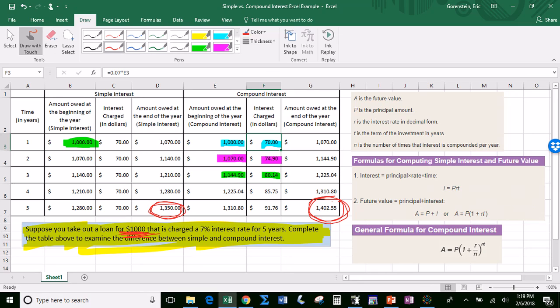Every year, more interest is accrued. Your current principal value is going up. Therefore, the 7% of that larger number becomes a larger number. Every year, as you can see, the interest charge is increasing. Okay, hope this has cleared up the difference between simple and compound interest.